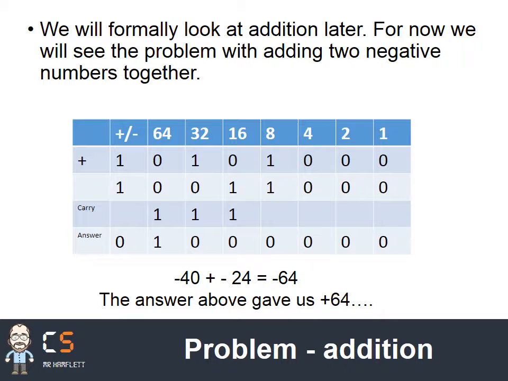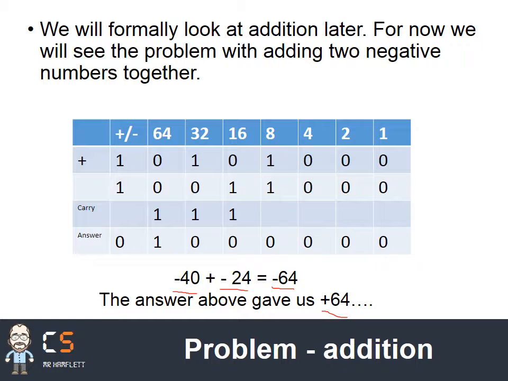There's also another issue with adding. You can't add sign magnitude correctly. When you look at binary addition, you can maybe work through this example, but for now you just have to trust me that if I did minus 40 plus minus 24, that gives me minus 64. However, doing the addition above using the rules of binary addition, I actually get plus 64, which is completely and utterly wrong.